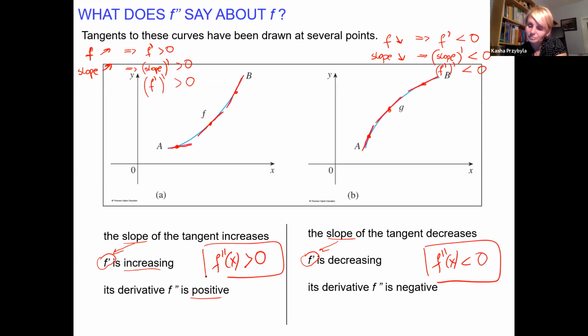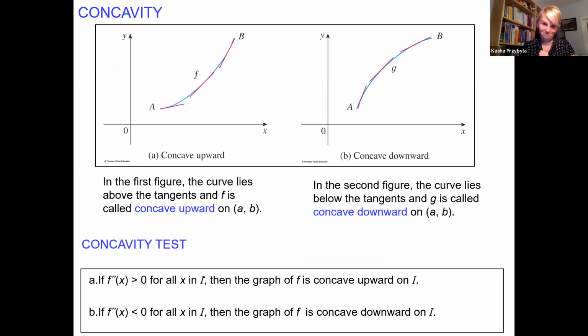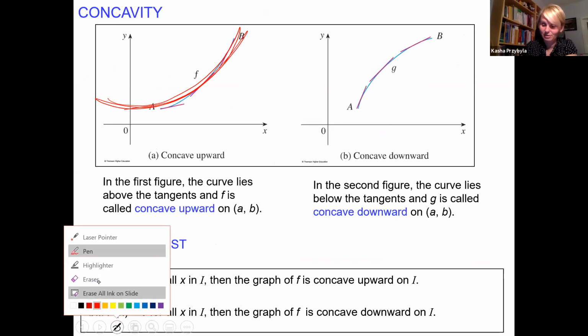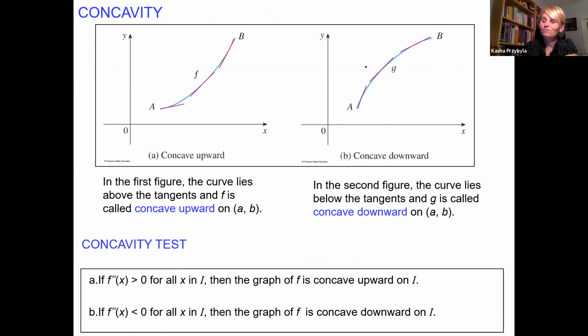And now, instead of bended, let's introduce a new terminology, and that's this. If we see the function bended this way, we will call it concave up. Okay, concave up. I will erase this. If we see the function bended this way, we will call it concave down.